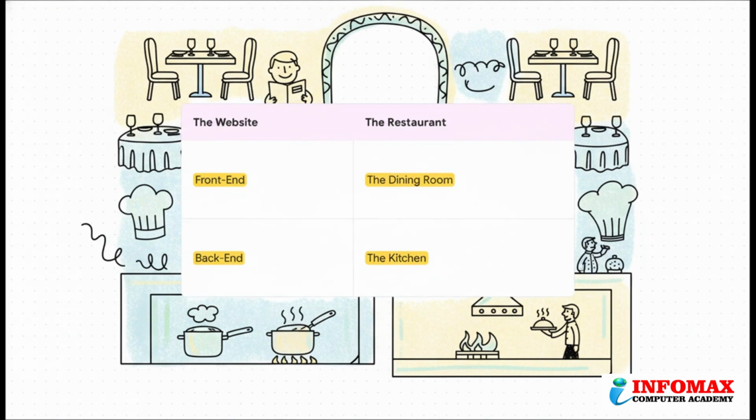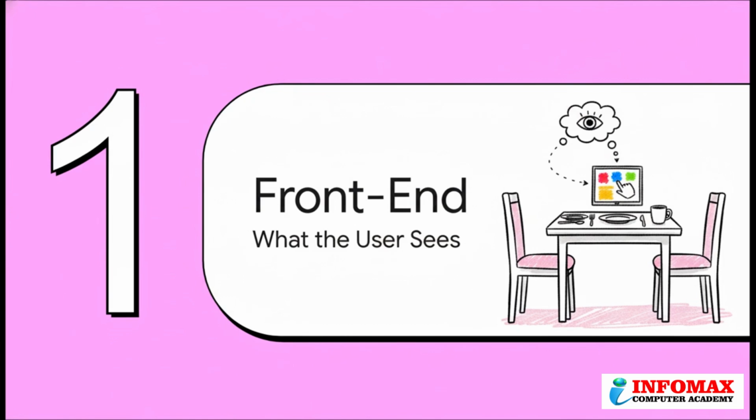So here it is, the big picture. Just think of the front end as the dining room. You know, it's the part of the restaurant the customer actually sees and interacts with. And the back end? That's the kitchen, the hidden, powerful engine room where all the real magic happens. So let's start right where the user starts, in the dining room, with the front end.